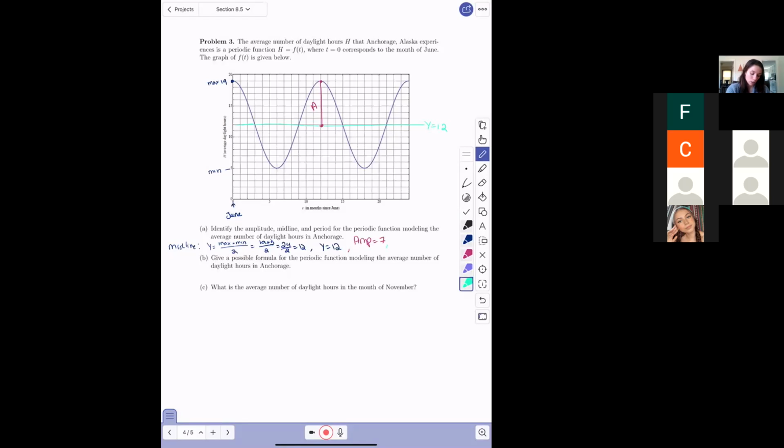And then lastly, we have to determine our period. The period is the time it takes to complete a full cycle. So if we start here, and by the time we make it to the next peak, we are here. If we look down at our y values, that's at 12. Our period is 12 months. And the amplitude is in hours. Okay, any question there?